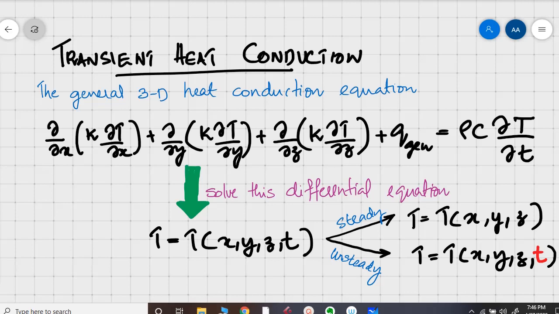From what we have learned in the first module, the general three-dimensional heat conduction equation is as given here. If you solve this differential equation, the solution expected is temperature as a function of x, y, z and time t. If you make an assumption of steady state heat conduction, as we did in the first module, you will have temperature as a function of just the spatial coordinates x, y and z. But if the situation remains unsteady or transient in nature, temperature is a function of x, y, z and also the time t.